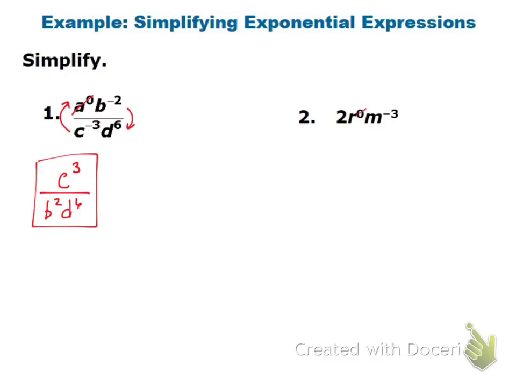Here, again, the 0 only talks to the r, and so just the r is the thing that is going to be equal to 1. The m is the only thing with the negative exponent, which moves down. So the 2 stays on the top, and then the m to the 3rd goes to the bottom.